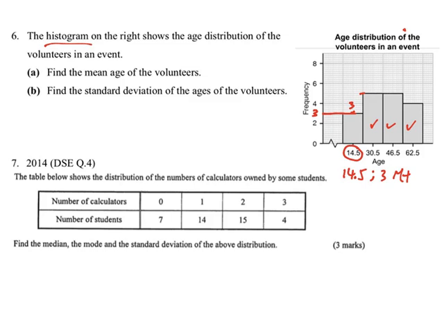So you are given 3 minutes. Try to finish A and B. Let's check it. The mean is equal to 39.9. For SD, it is equal to 16.5.